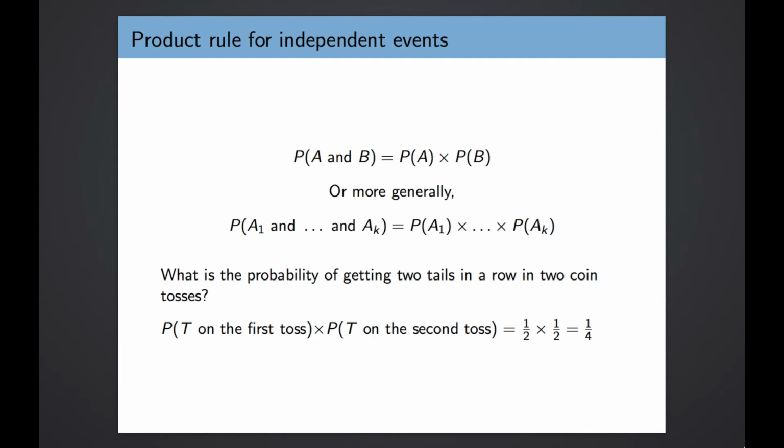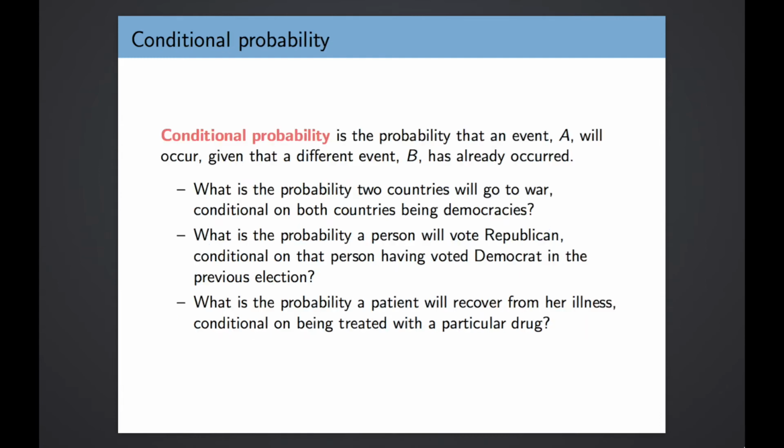But here's the product rule for independent events. So for the coin flip example, the probability of getting tails on the first toss is 1/2, and the probability of getting tails on the second toss is 1/2. So the probability of getting 2 tails in a row is 1/2 times 1/2, which is equal to 1/4.